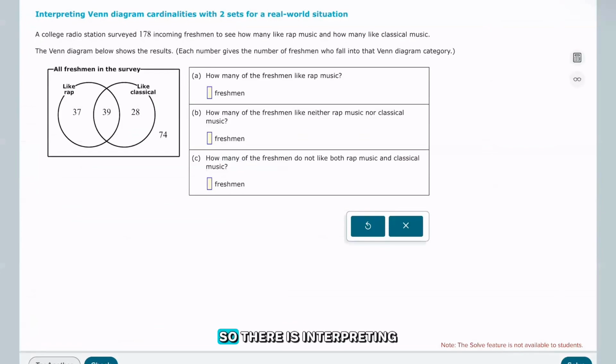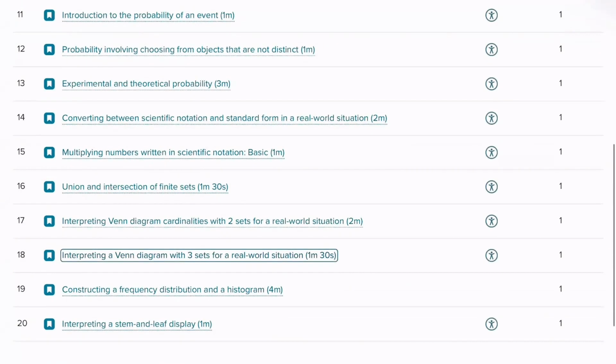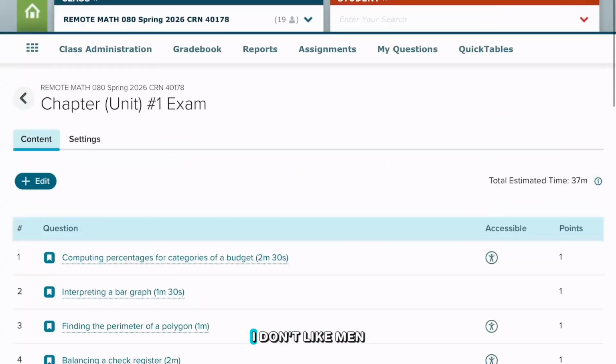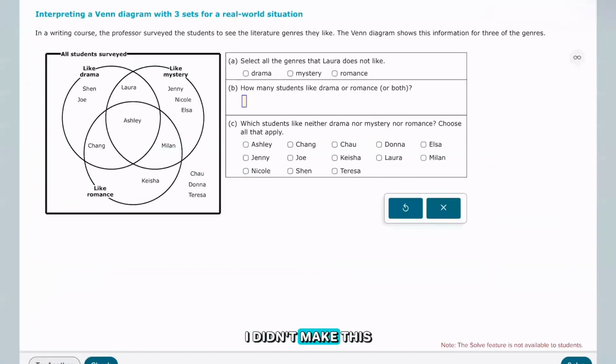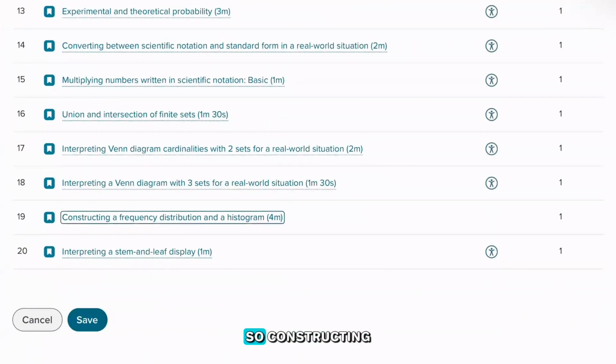Okay. So there is interpreting Venn diagrams, and then another one where they're interpreting Venn diagrams. Wonderful, wonderful, wonderful. I don't like Venn diagrams. I didn't make this test either, but I allowed them to do what they wanted to do with the first test, but the other two I made. So second test and the final I made. All right, and then we already did that one, Venn diagrams.